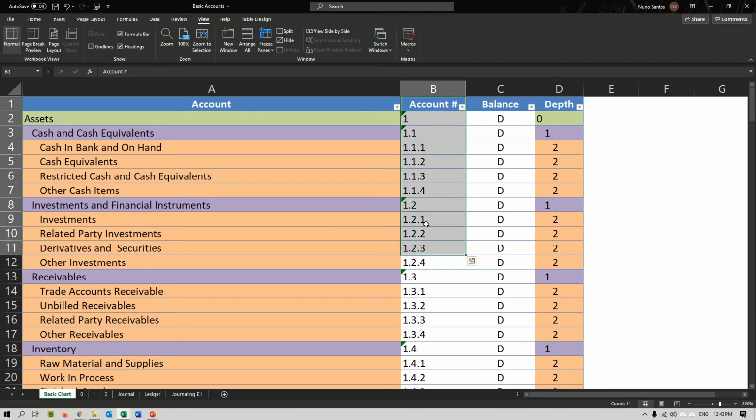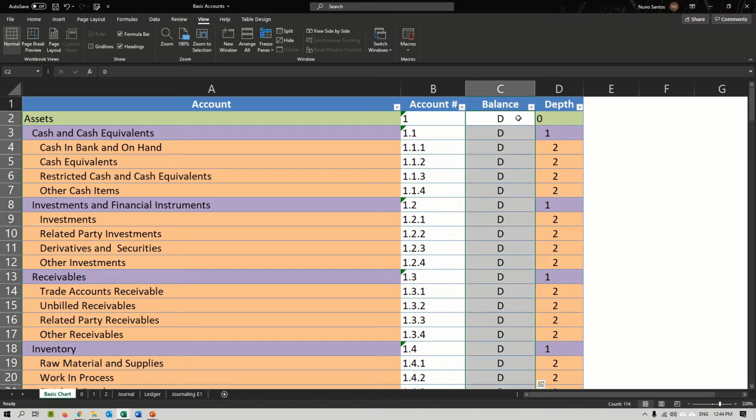Then we have the account code. Each account will have a different code, typically to a third level, so 3 numbers associated. And this is important because later on, instead of writing, for example, on the accounts, the whole name, you can just put the code, and it makes it a little bit easier.